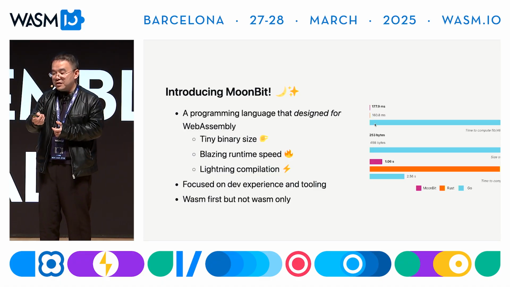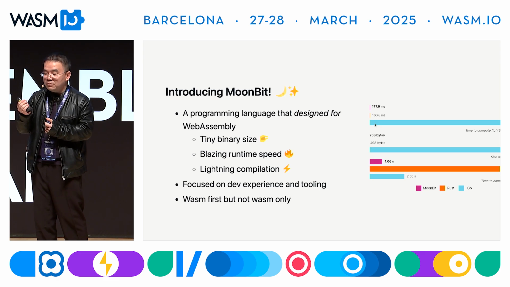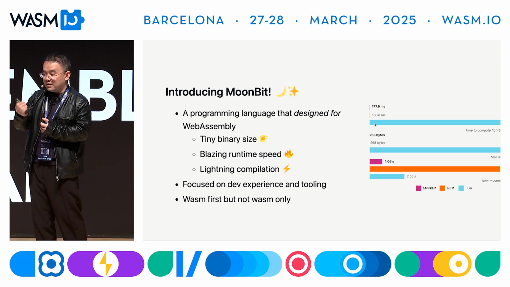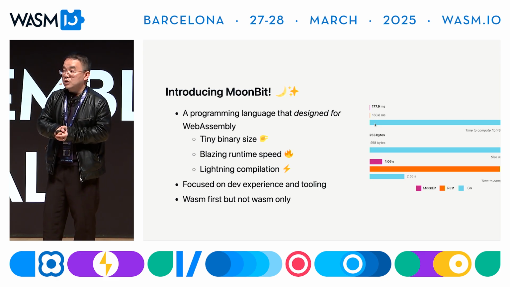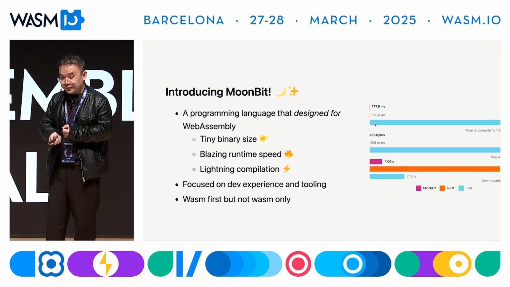For the real world, because this is just a tiny benchmark, for a real-world large code base, MoonBit is much, much faster than this benchmark. I think it's 10 to 100 times faster than the Rust compilation.